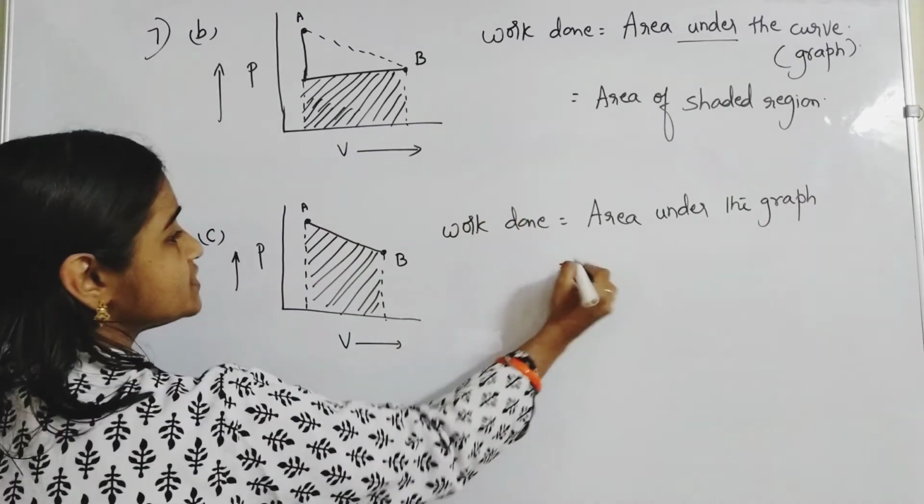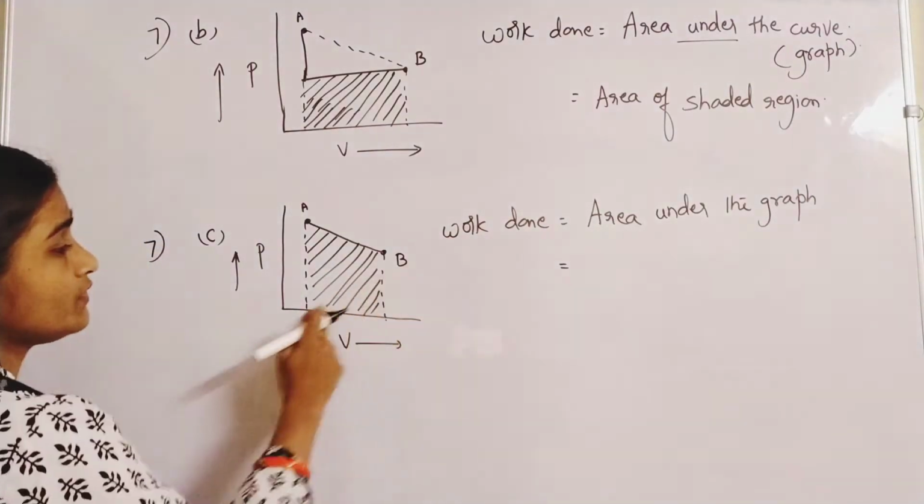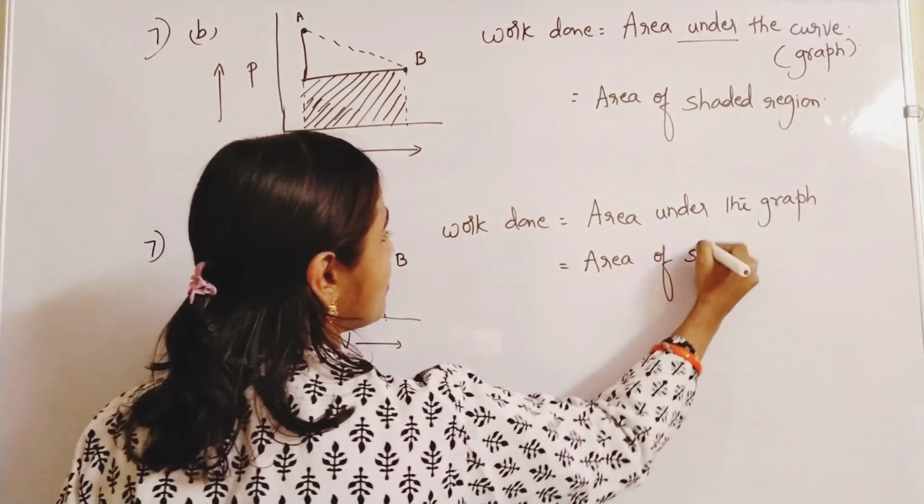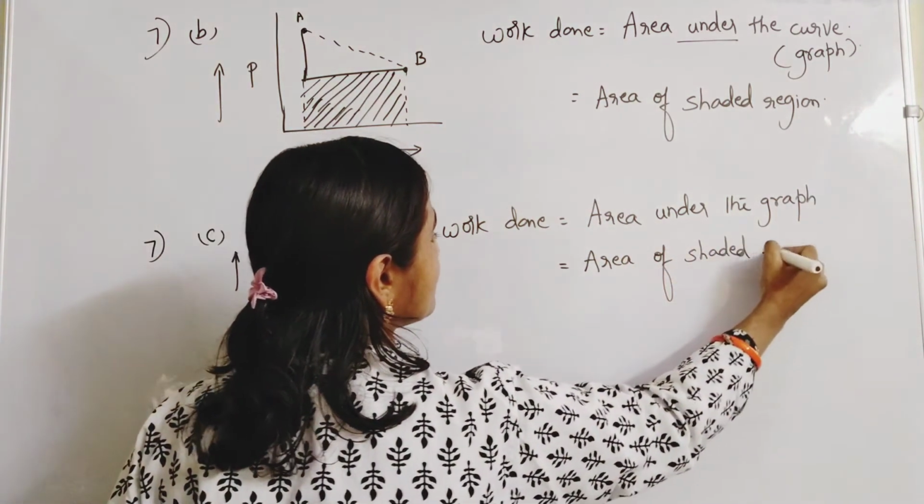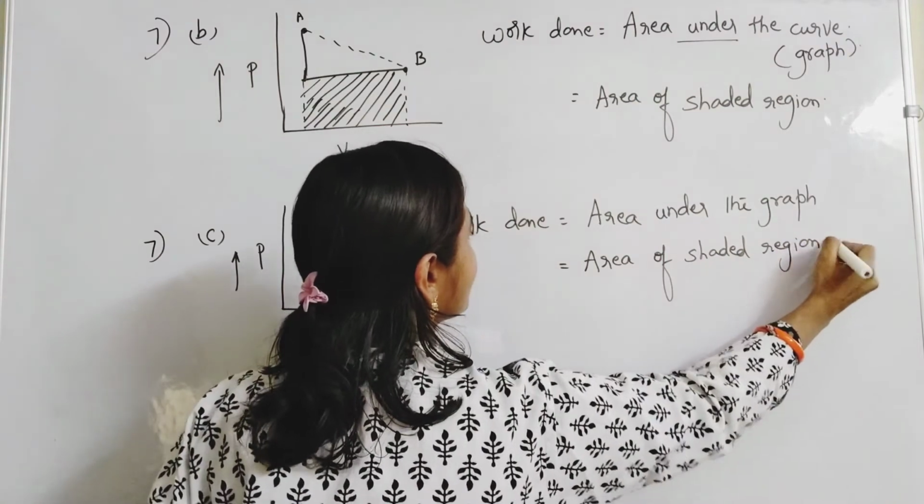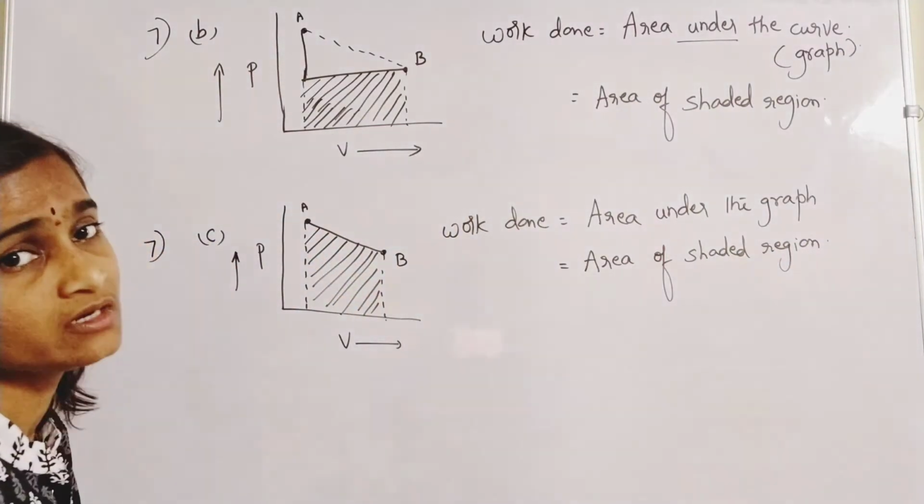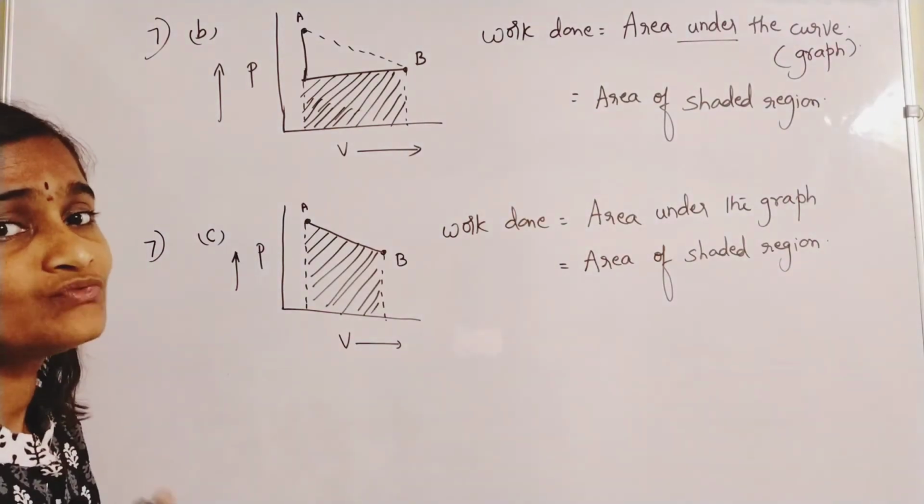Okay, what will give you work done? The area of the shaded region will give you the work done. Anyway, if they give the area under that shaded region, it will give you the amount of work done.